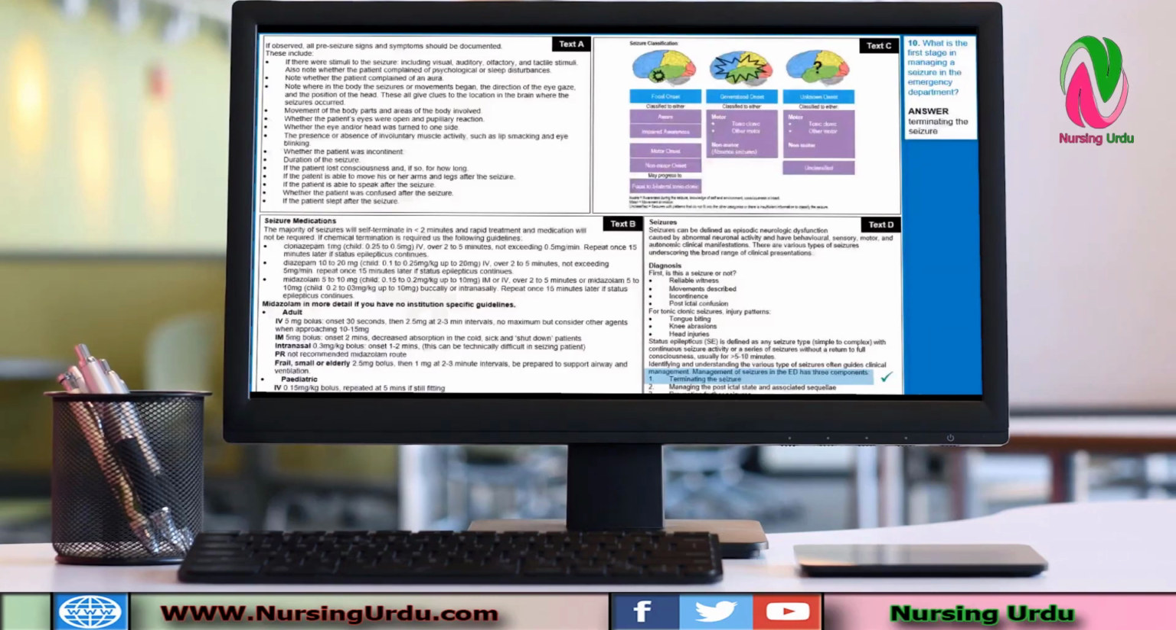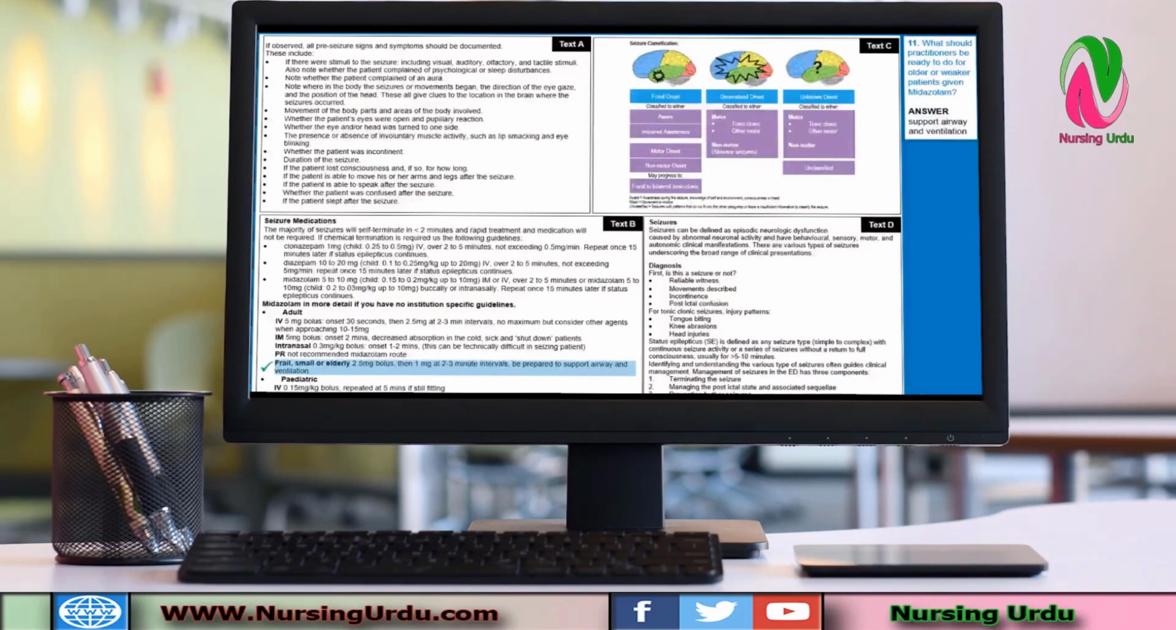Sorry about that. So the first stage in managing the seizure in the emergency department, you would go to text D and you would see the words management of seizures, and then you've got in the ED. ED is obviously emergency department. So you've done your scanning using the keywords. Now you need to read that information carefully. We want to know what is the first stage, and it's numbered 1, 2, and 3. So the first stage would be terminating the seizure. That's the answer.